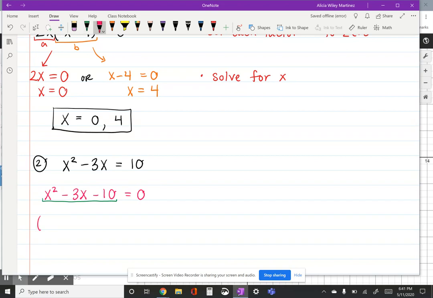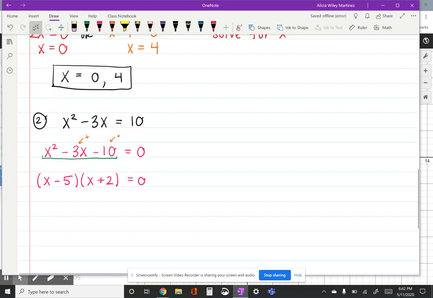Remember, this is when a equals 1. So really you can just think about what two numbers have a product of negative 10 and a sum of negative 3. That would be a negative 5 and a positive 2. So here you have your two factors. Here's your A.